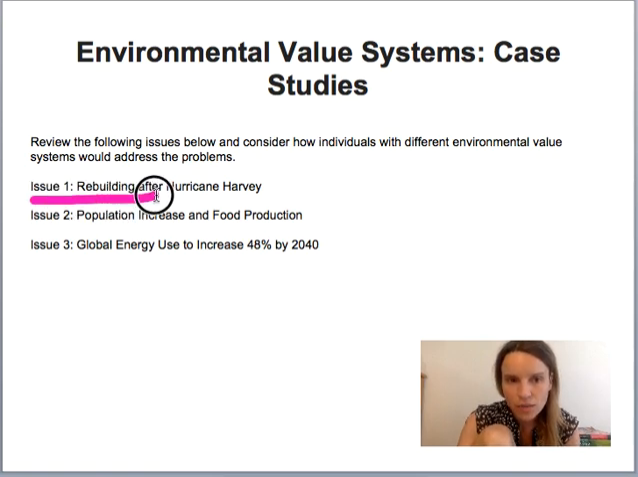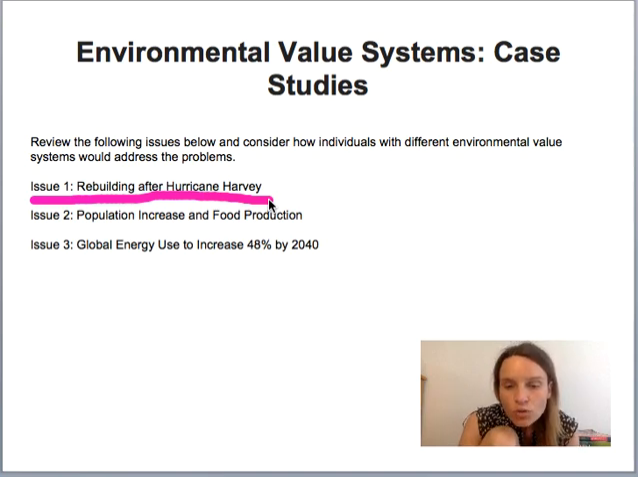The first that we'll look at is rebuilding an environment after a major natural disaster like Hurricane Harvey, the hurricane that was such a big problem in Houston in the fall of 2017 in the United States. So, rebuilding after Hurricane Harvey. An anthropocentrist would probably say we need to put good policies in place and we need to have a human effort that deals with that rebuilding.